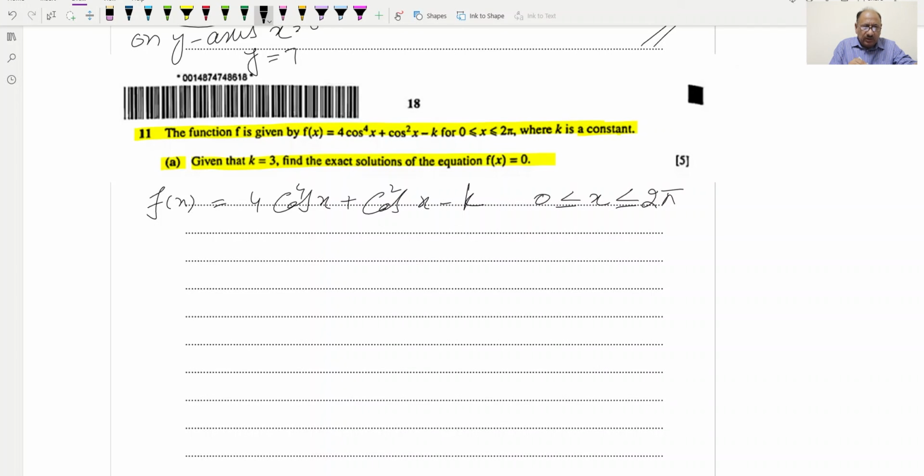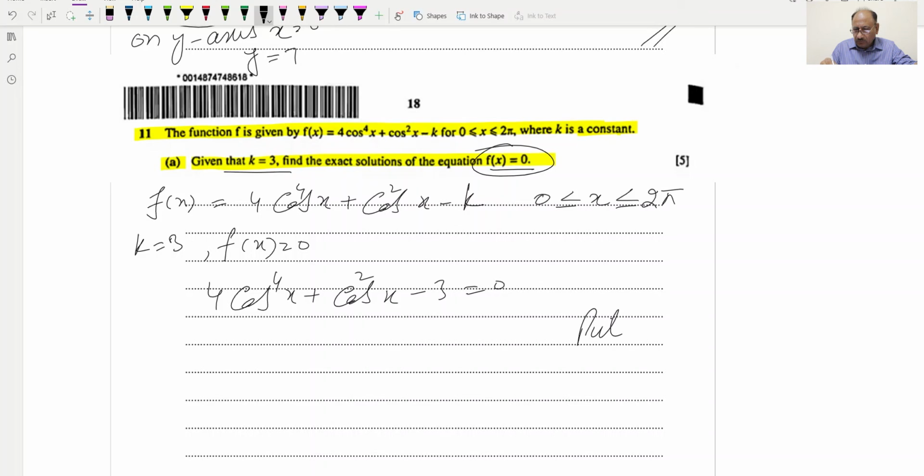Now we can write f of x is equal to 0. Given that k is equal to 3, we need the exact solutions when f of x is equal to 0. So we'll replace k with 3: 4 cos 4x plus cos square x minus 3 is equal to 0. And here we can put cos square x is equal to y. So it will be 4y squared plus y minus 3 is equal to 0.